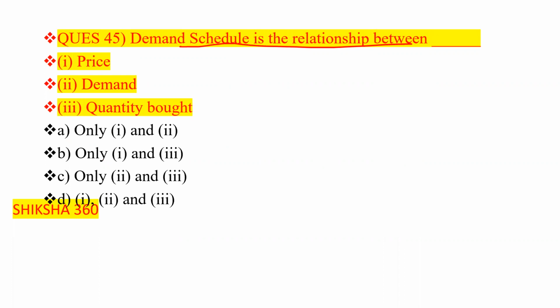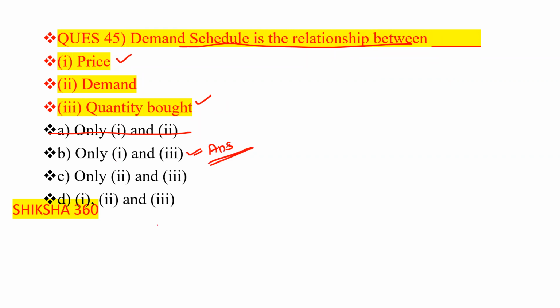Basically it is the relationship between price and the quantity bought. Clear? Price and the quantity bought. This one and this one. So 1 and 3. This one is not our answer. This one is the answer here. Clear?